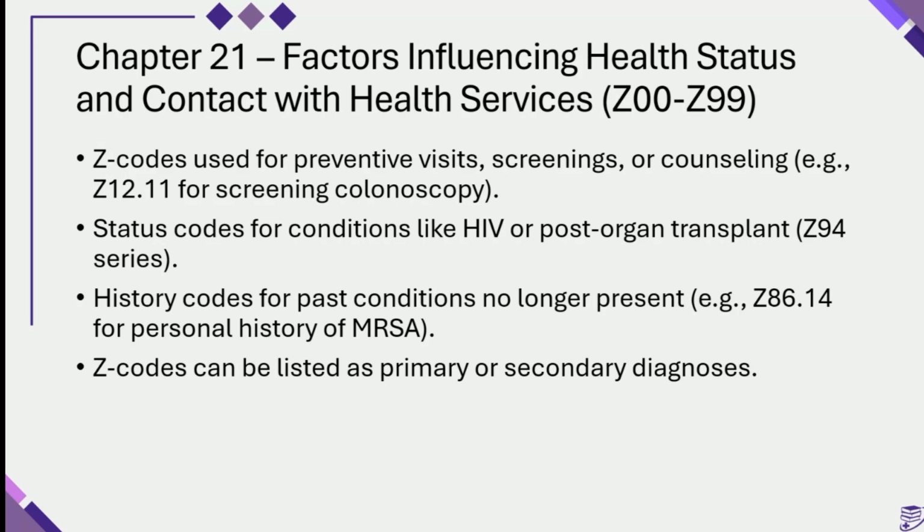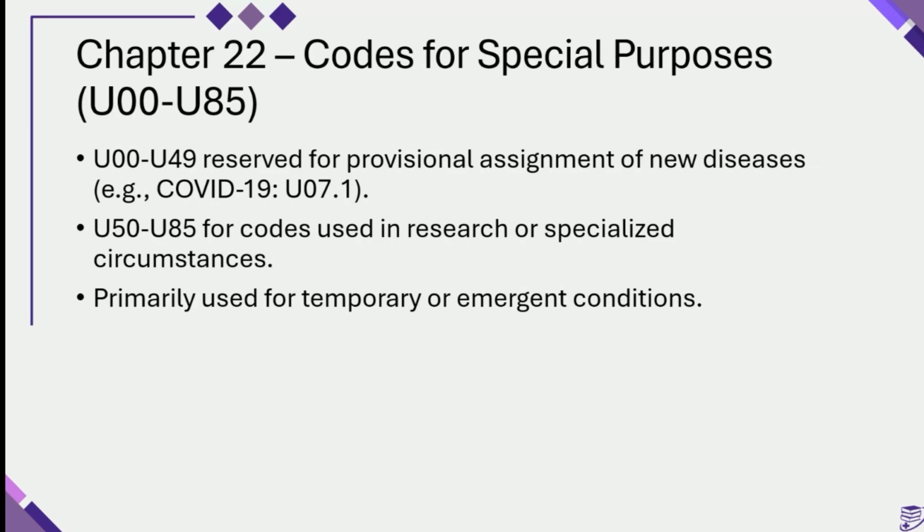We also have status codes like Z94 for an organ transplant status, and that indicates that that patient has some ongoing conditions or statuses. We have personal history codes, family history codes. We even have like Z86.14 for a personal history of MRSA. So conditions that the patient had, but they're no longer present, but we need to keep track of them for clinical purposes. Z codes, some of them can be listed primary, some of them have to be secondary. It really depends on the encounter type.